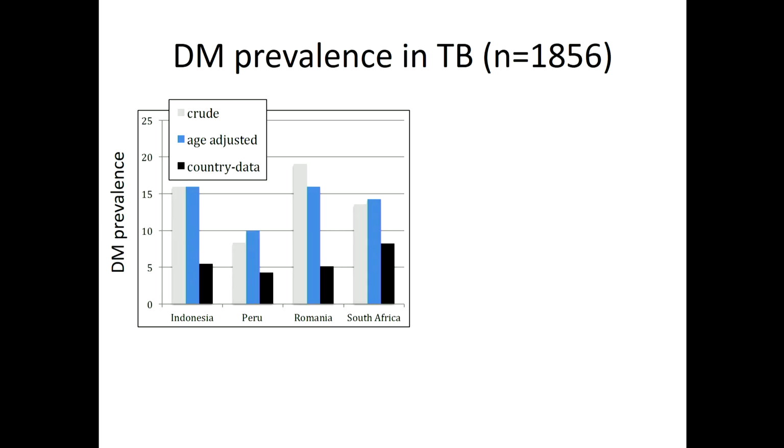You've heard from Tony already on how screening is conducted and screening algorithms. So let me start with the diabetes prevalence across the 4 cohorts. So you see in gray the crude diabetes prevalence, and in these 4 sites in blue adjusted for age, and then the black bar is the country data in the International Diabetes Atlas.